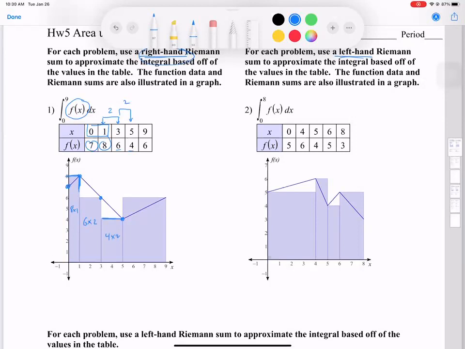How about between 5 and 9? Last one, 5 and 9. We're going to choose our right side. We're going to choose between 4 and 6. We're going to choose 6 here. And the base is going to be 4 spaces. That's 4 spaces here. So it's going to be 6 times 4.